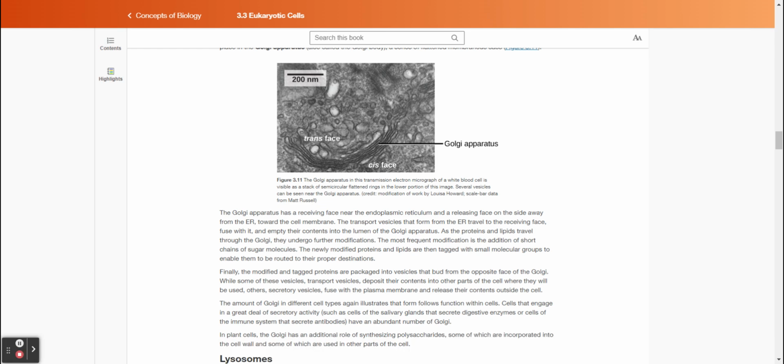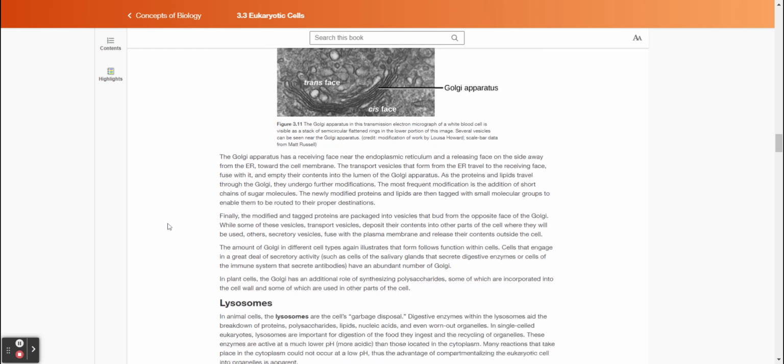Finally, the modified and tagged proteins are packaged into vesicles that bud from the opposite side of the Golgi. While some of these vesicles, transport vesicles, deposit their contents into other parts of the cell where they will be used, other secretory vesicles fuse with the plasma membrane and release their contents outside the cell.